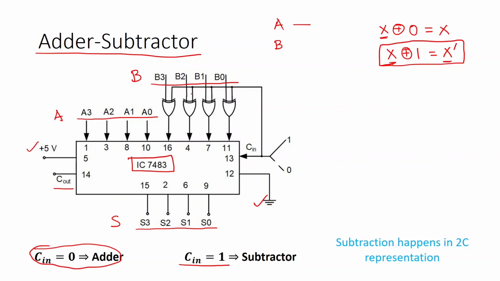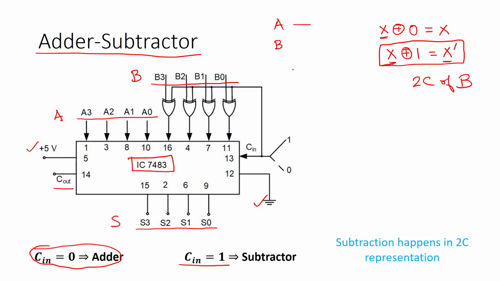So all the bits are getting flipped. Additionally, you are adding a carry in as 1. So you are adding an additional 1 after flipping the bits. So what you are effectively doing? You are taking a 2's complement of this number B. You have flipped all the bits, you have complemented all the bits, and you are adding a 1. So you are taking a 2's complement of B.